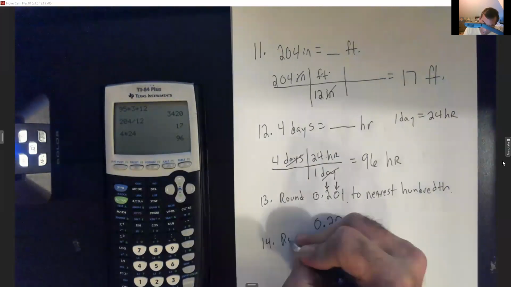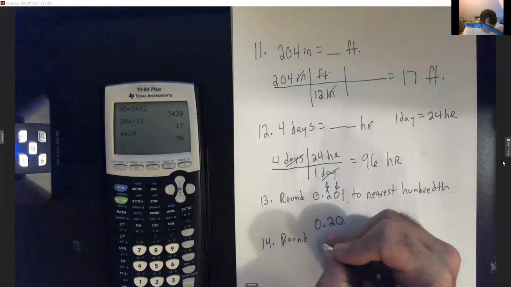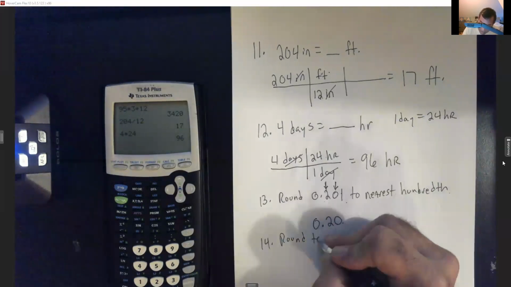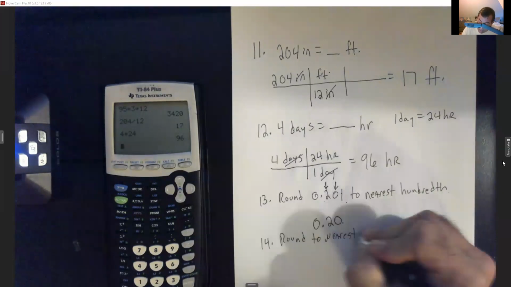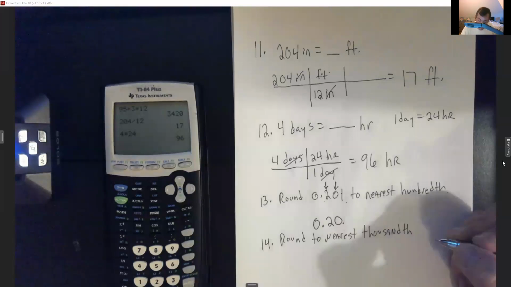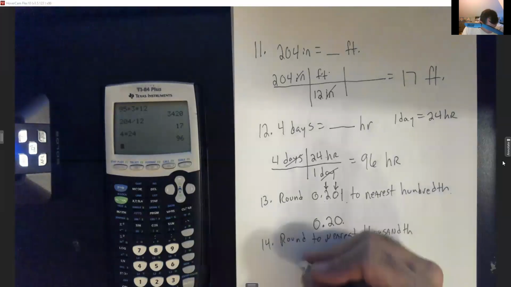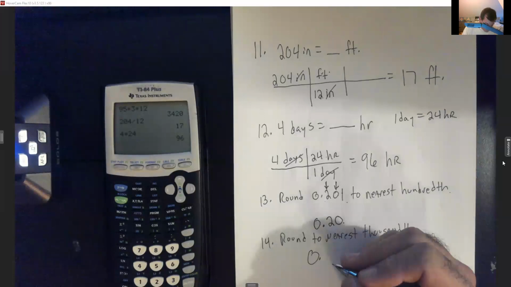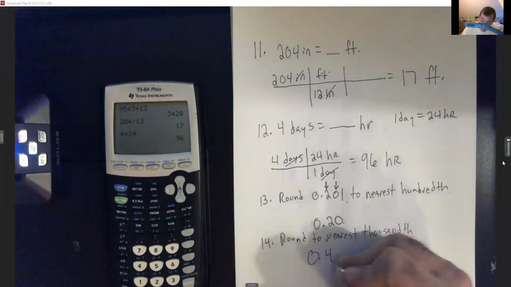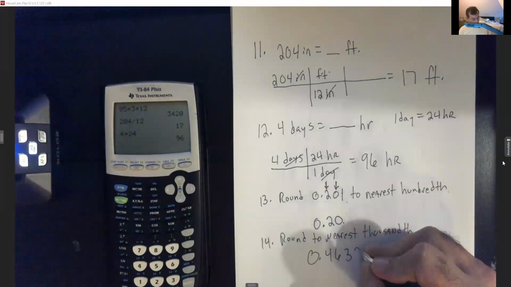Round to the nearest thousandths. And this one just says round to nearest thousandths, with a TH. And the number is 0.4632.